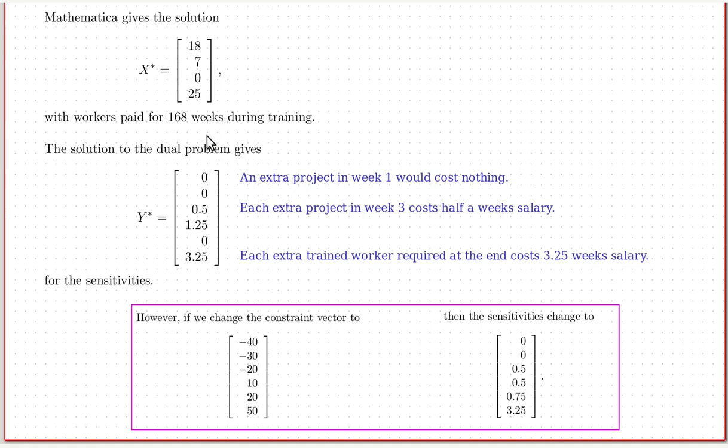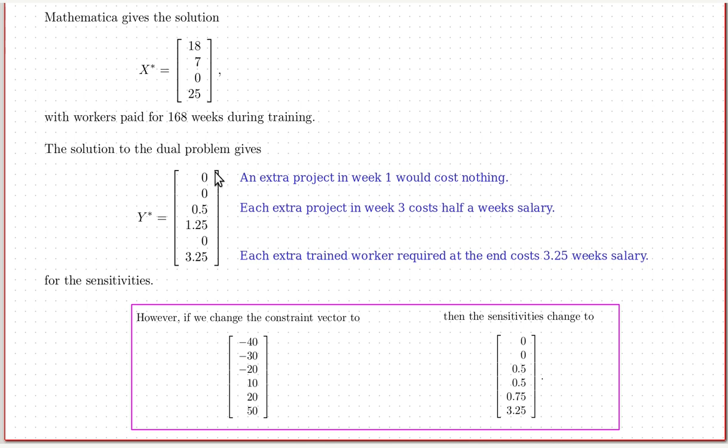And then if you solve the dual problem in Mathematica, you get this. And as we just saw, the solution to the dual problem gives you the sensitivities in the original problem. So let's just see what these numbers mean. As I said, you can think of these sensitivities as representing the rate of change of the objective function, the value of the objective function, which in our case was the cost, the cost of paying all the new workers.